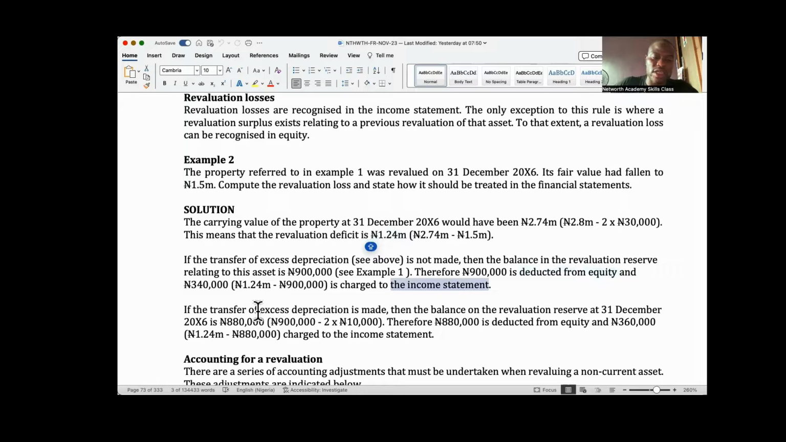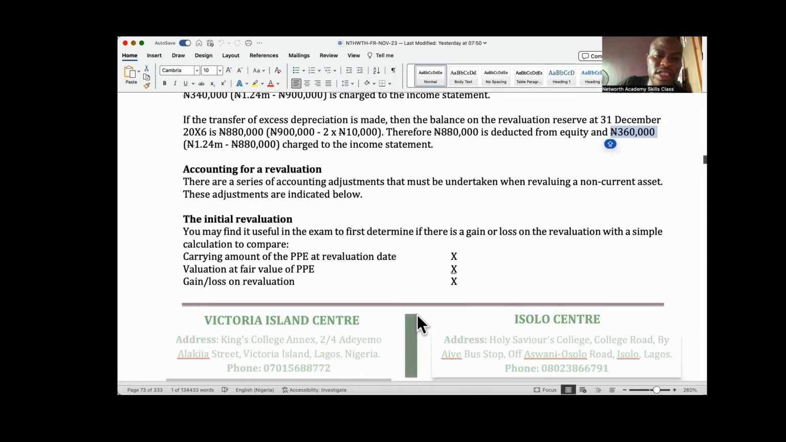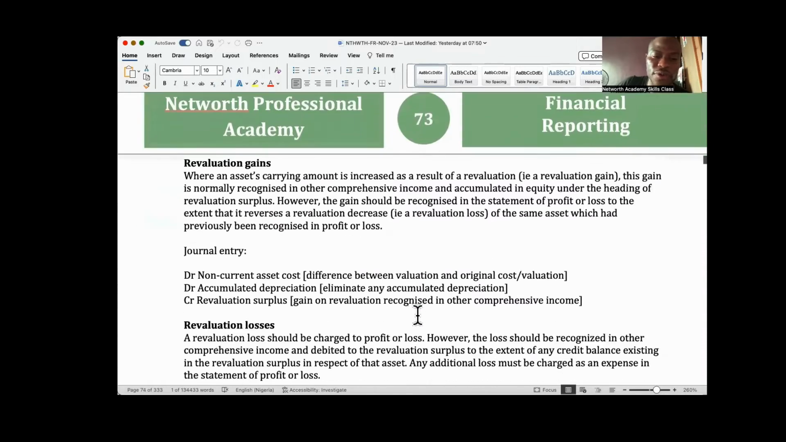However, this is just an alternative: if we had transferred the excess depreciation of 10,000 per annum for 2 years, the balance in our reserve will have been 880. So what we will have been able to net off from this 1.24 million will have been 880, and we will have transferred the remaining loss to P&L of 360,000.